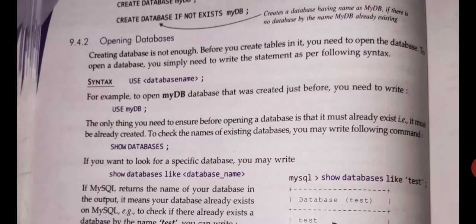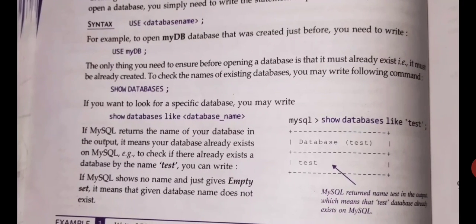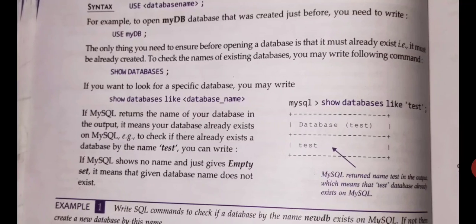If not, then it will not show any database. Now students, suppose you want to check the names of the databases that already exist; then you have to write show databases. If MySQL returns the name of the database in the output, it means your database already exists. To check if a database by the name test exists, we can write this. If MySQL shows no name and just gives an empty set, it means the given database name does not exist. So show databases will give the list of the databases present.